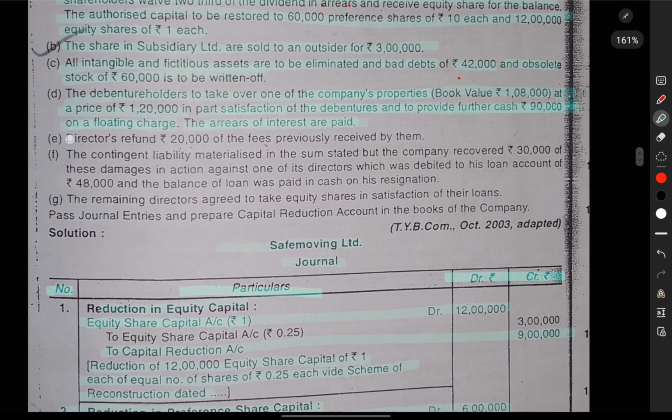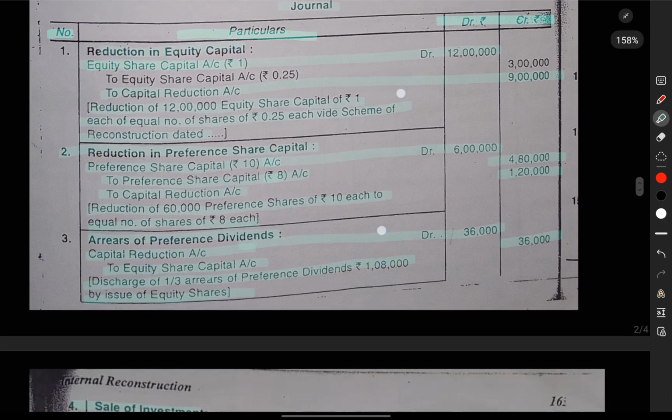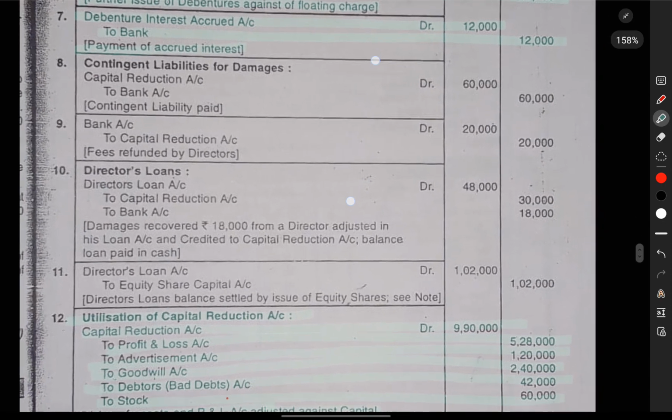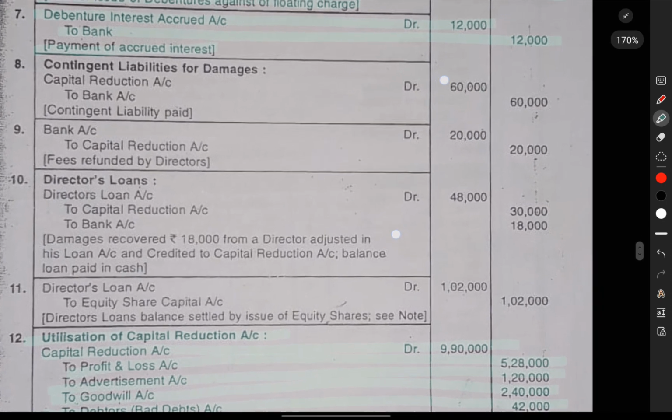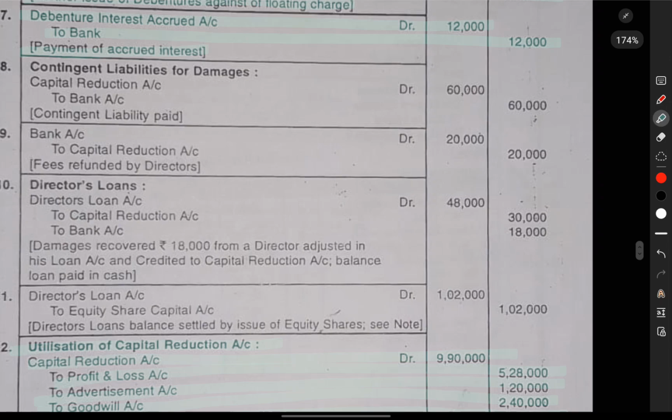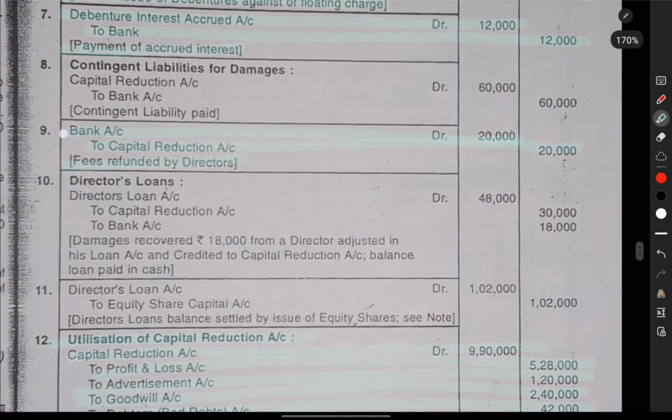Next, directors refund 20,000 of fees previously received by them. Directors refunded 20,000 fees. So we get 20,000. So bank account debited to capital reduction account. Fees refunded by directors.